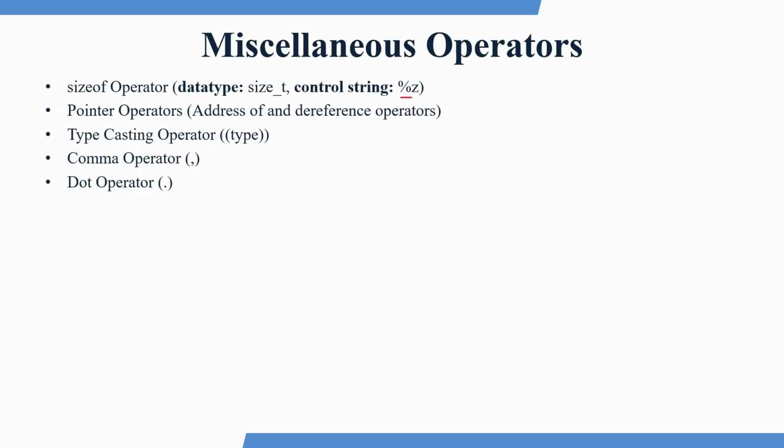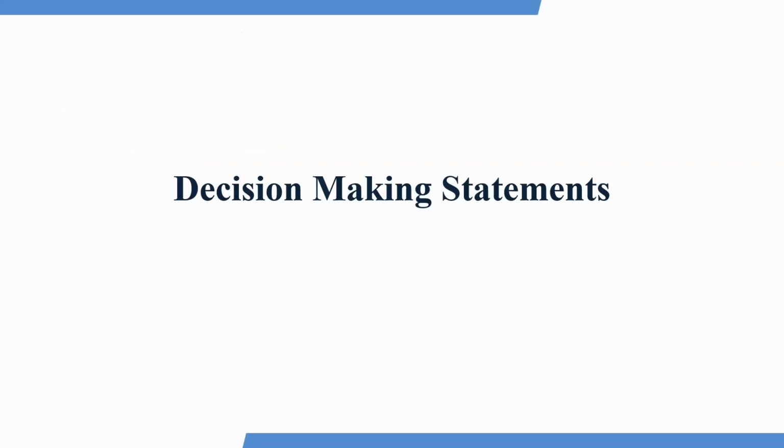There are other symbols we will use. The control string like %zu is for size_t, a data type which is used to store the size of a particular variable. Then typecasting operators, which we mention within brackets, the comma operator, and the dot operator. These are the other operators we will use in our programs. Now let us see the complete program of this.